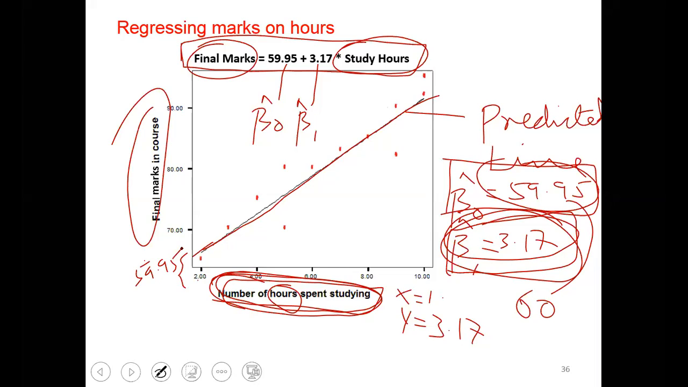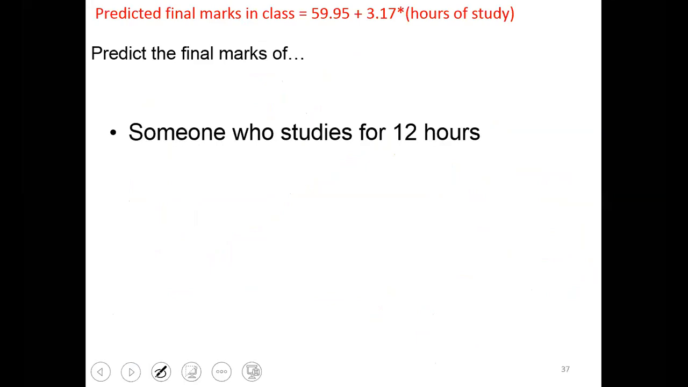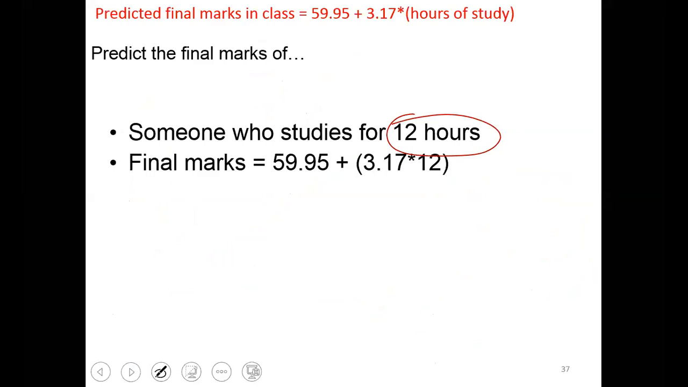Clear? Anybody need explanation on this beta naught and beta 1 in this example? So we can predict the final marks based on this equation. As we said, the equation is already given there. Let's say an example, a person who is studying 12 hours per week. The final marks of that subject is based on beta naught plus beta 1 into the number of hours. So that is 12.